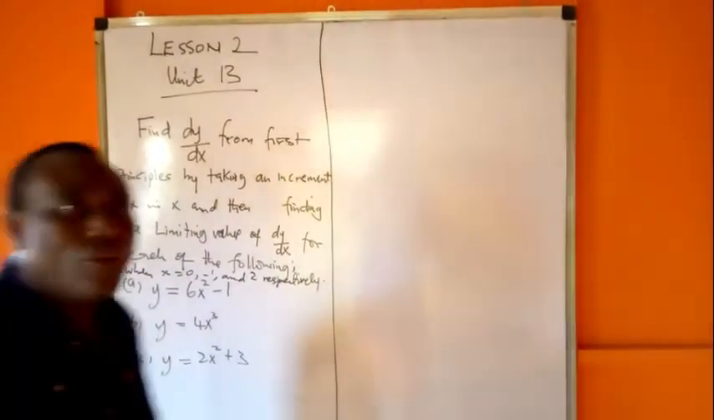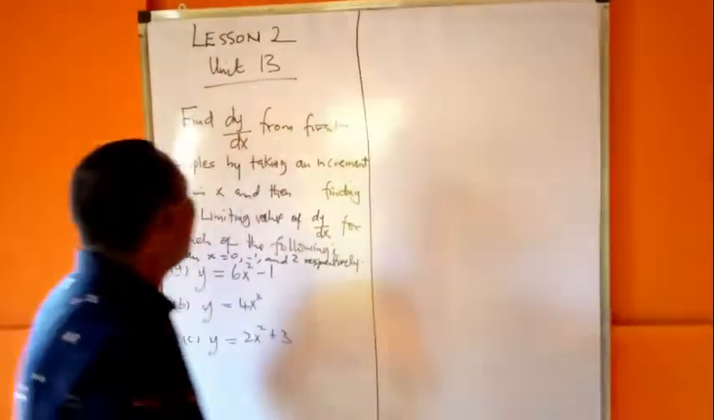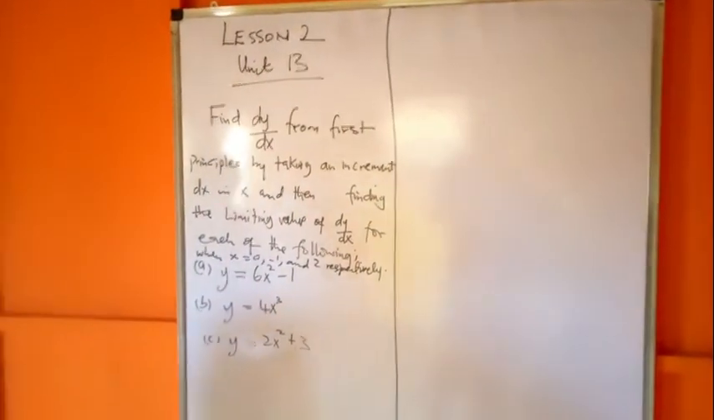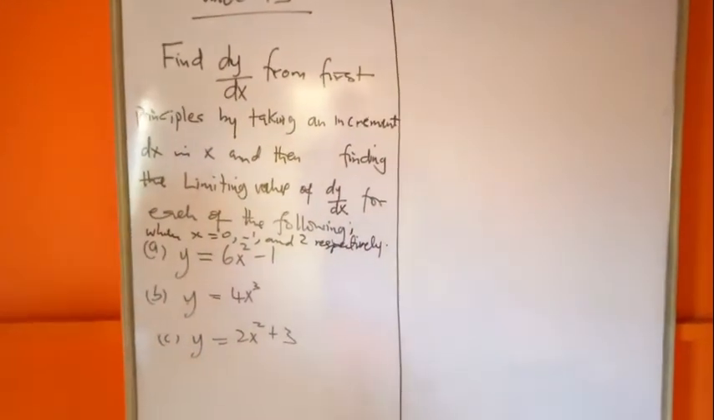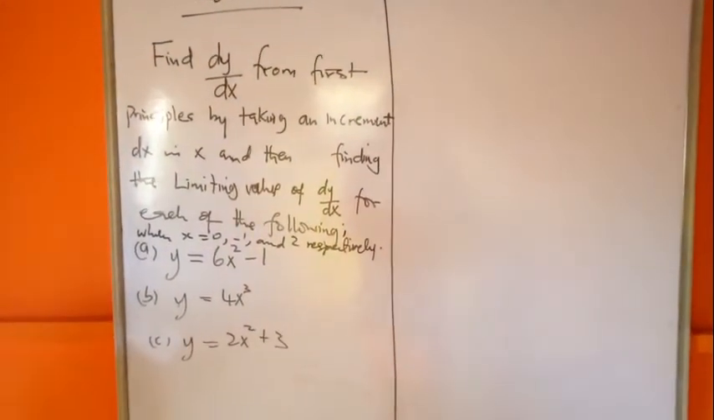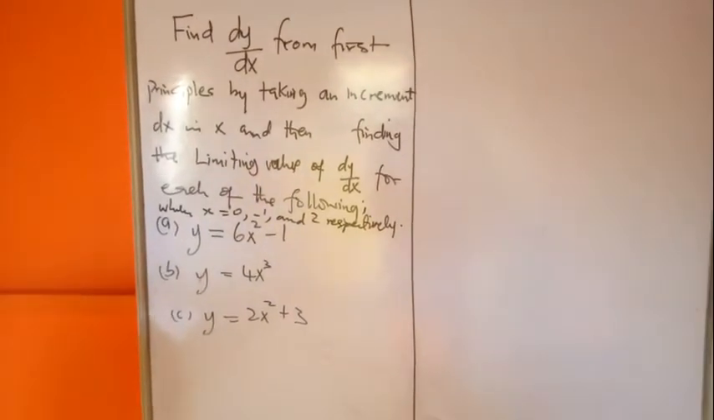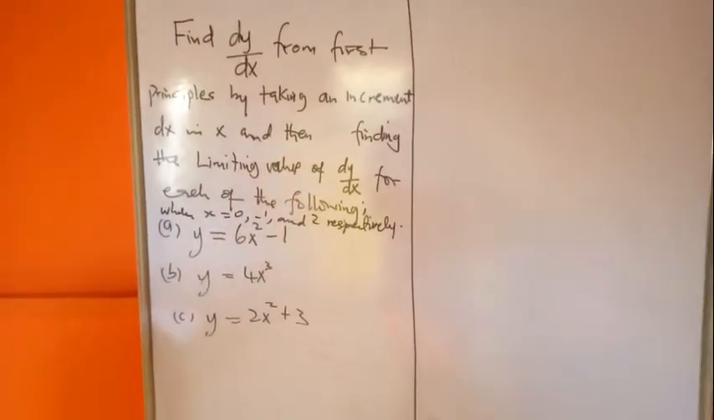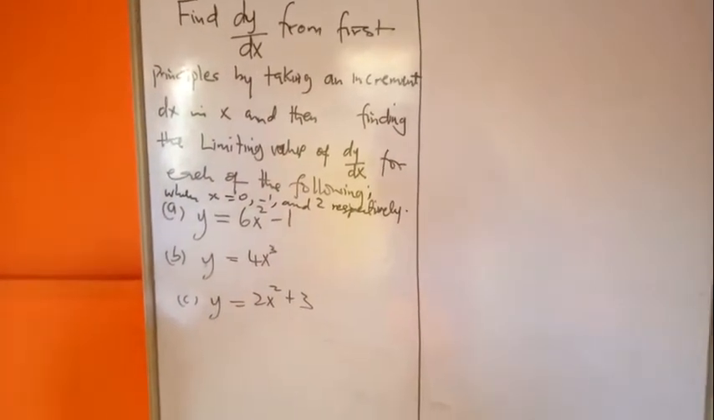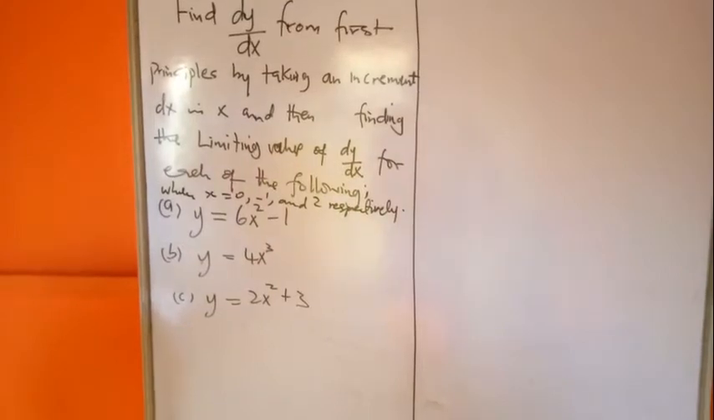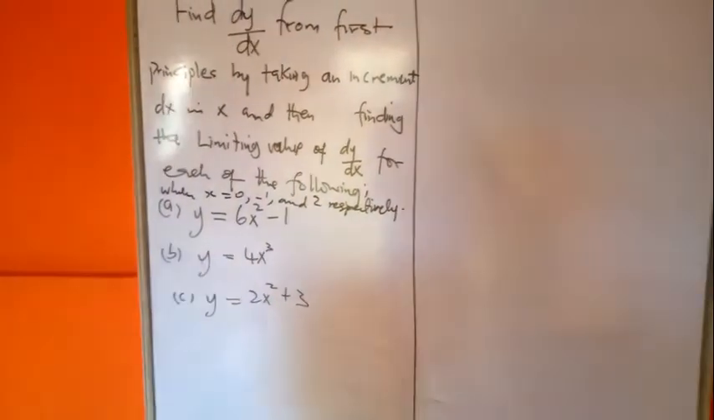So, welcome to lesson 2, unit 13. And if you look at the board, you have: find the dy/dx from first principles by taking an increment delta x in x and then finding the limiting value of the dy/dx for each of the following when x is equal to 0, -1, and 2 respectively. So let's look at the first equation there.